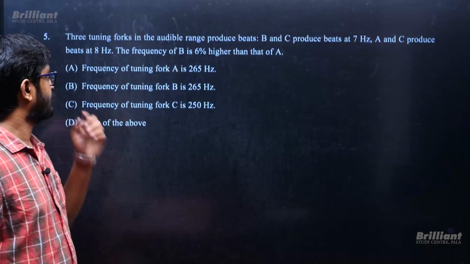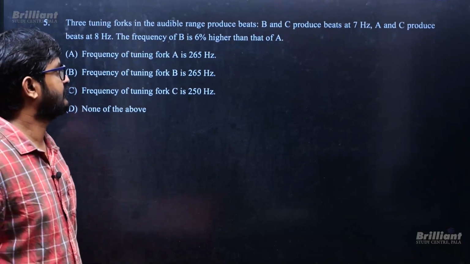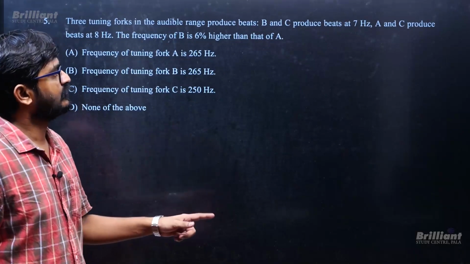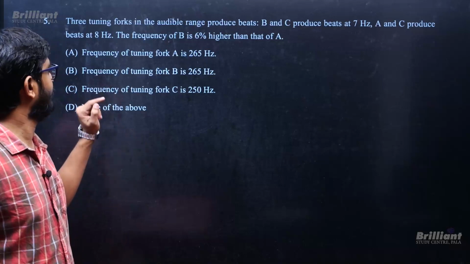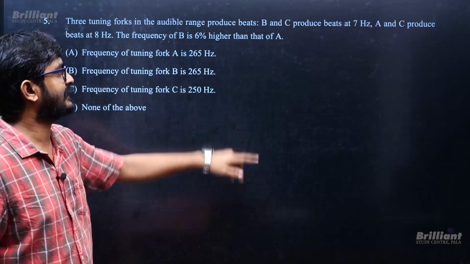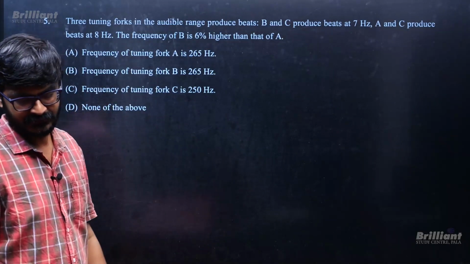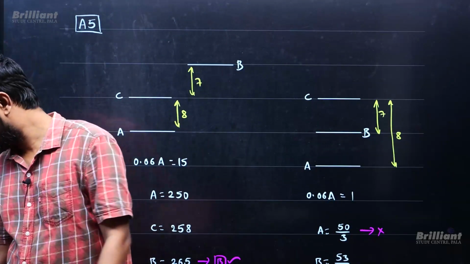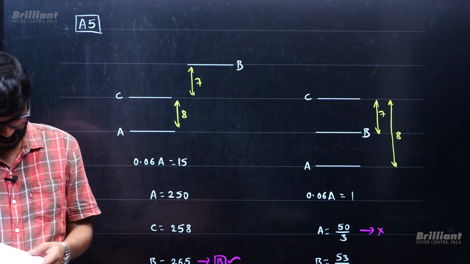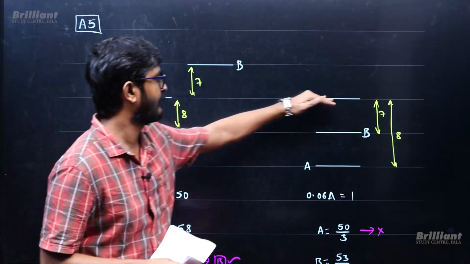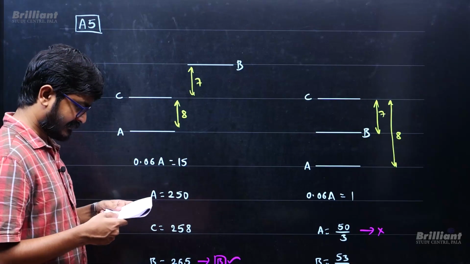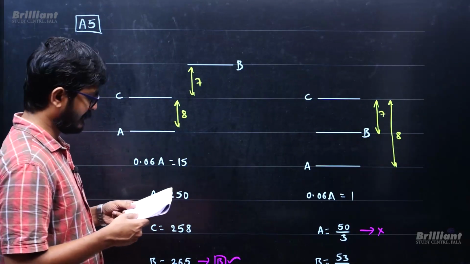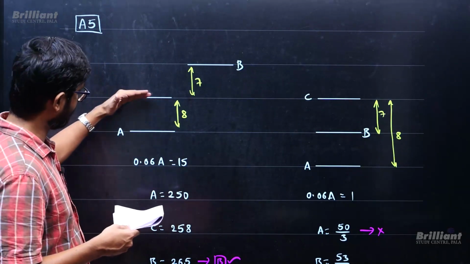3 tuning forks in the audible range produce beats. B and C produce 7 beats. A and C produce 8 beats, and the frequency of B is greater than that of A. So if I take C as my reference, then beats with A is 8 and with B is 7. Let me say with A it is 8.